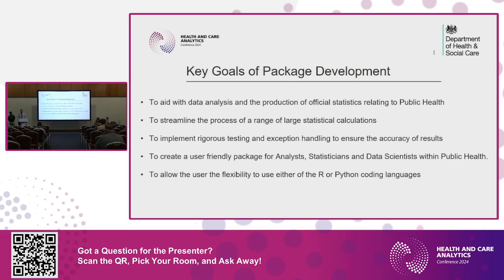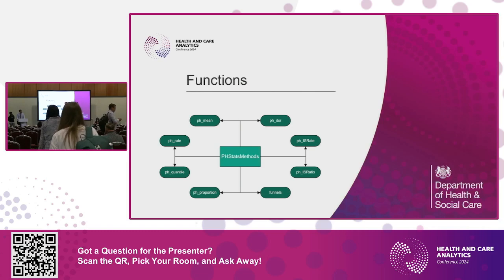This is very much a spiritual successor of a package our team has released in R previously, PHE indicator methods, which is still widely used in the production of our statistics today. So here are the principal functions within the package. We have DSR, IS rate, IS ratio, a number of funnels functions, proportion, quantiles, rate, and mean.